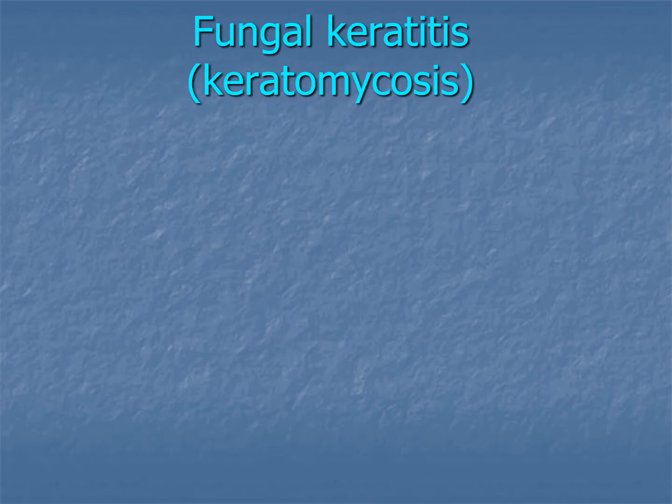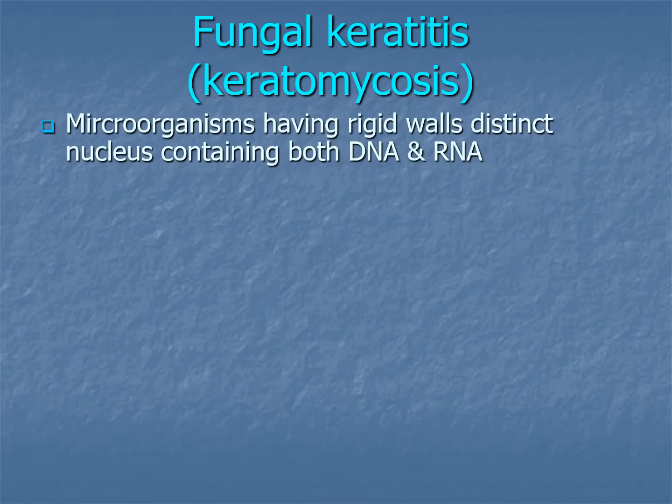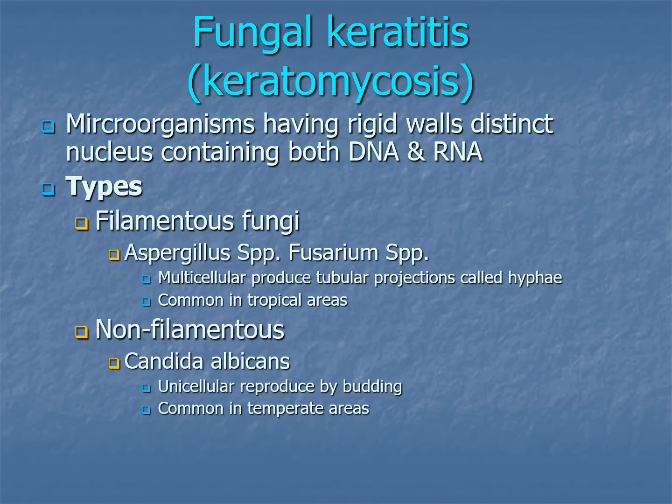Now we will discuss the fungal keratitis. The fungi are microorganisms having rigid walls, a distinct nucleus containing both DNA and RNA. Two types, commonly filamentous fungi and non-filamentous. And filamentous fungi are Aspergillus species and Fusarium species.